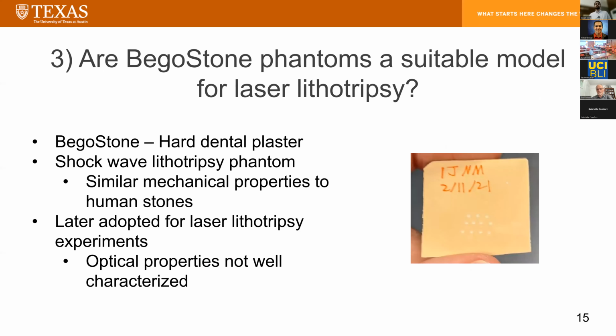And our third question is, are these phantoms called BegoStone a suitable model for laser lithotripsy? BegoStone is a dental plaster that's been used as a phantom for kidney stones in these experiments. It was originally developed as a phantom for shockwave lithotripsy because it has similar mechanical properties to human kidney stones, and it's later been adopted for use in laser lithotripsy experiments. However, the optical properties have not been well characterized. So we wanted to validate if these are actually a good model for laser lithotripsy.